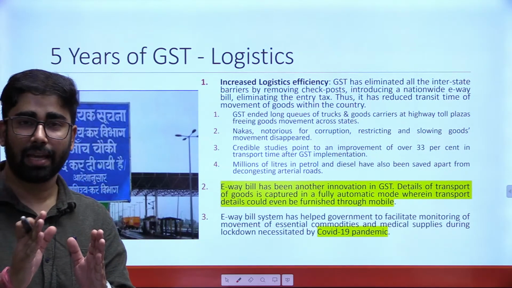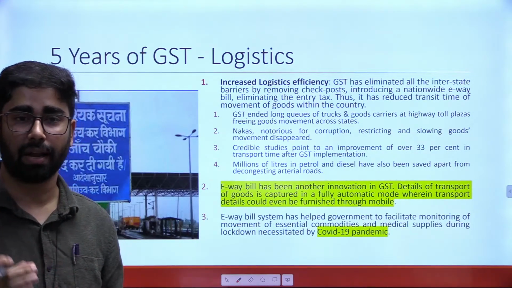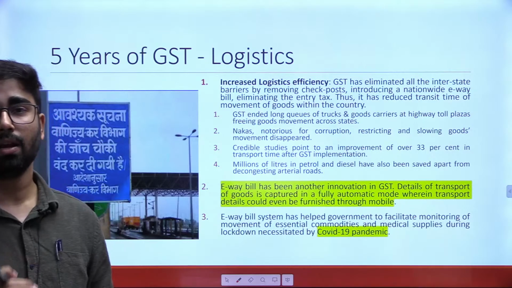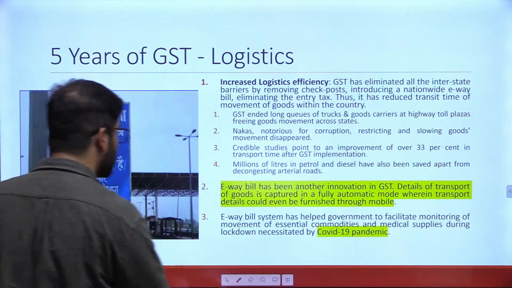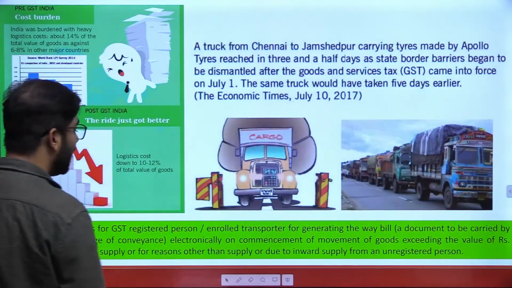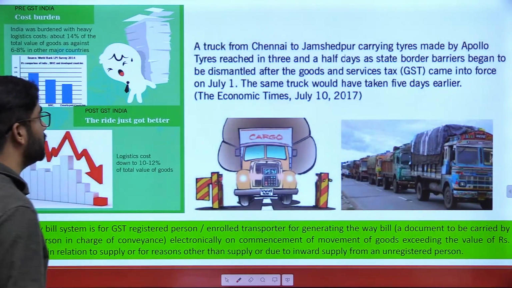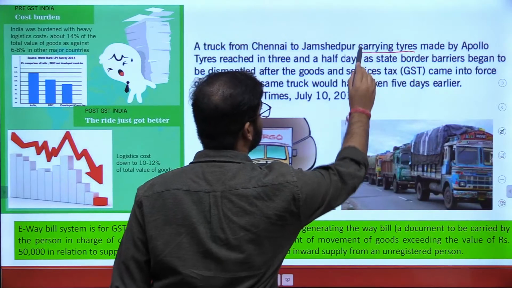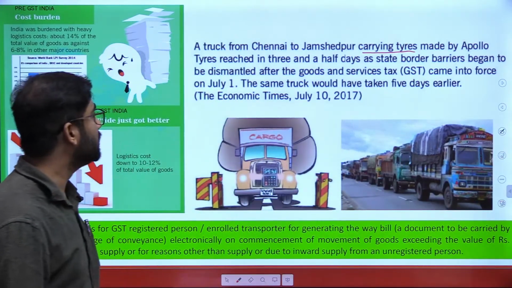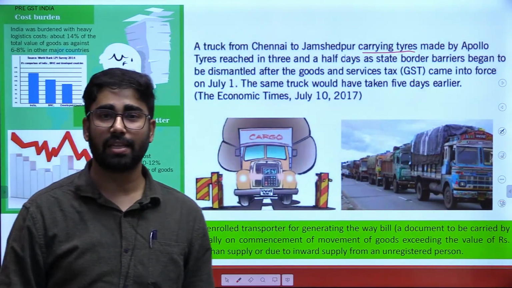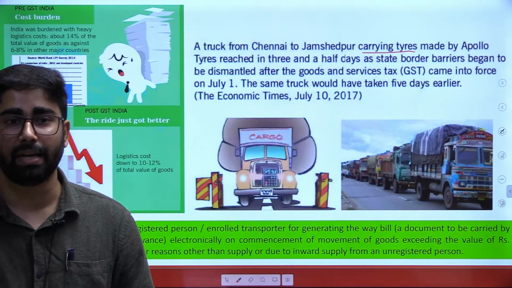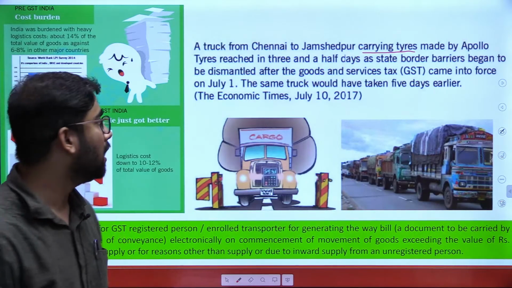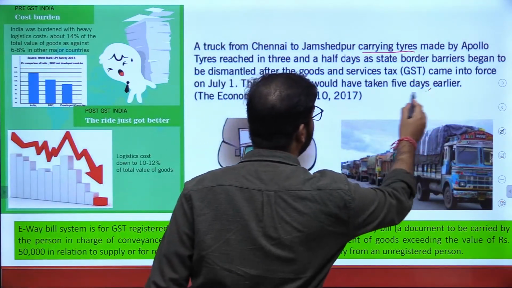तो इससे क्या होता है कि हमें पता है कि goods कहां से कहां travel कर रहे हैं, and we used this facility during the COVID pandemic as well to track the movements of various goods and services. So it has increased the logistics efficiency. For example, a truck from Chennai to Jamshedpur carrying tires made by Apollo Tires reached in 3.5 days as state barriers began to be dismantled after the goods and services tax came into force. The same truck earlier would have taken 5 days.